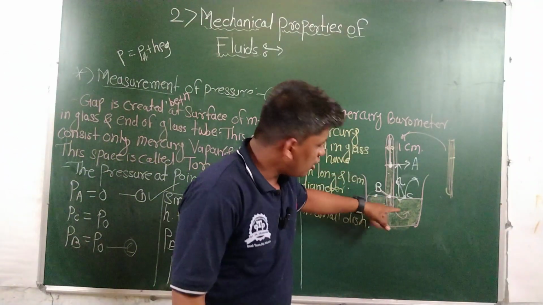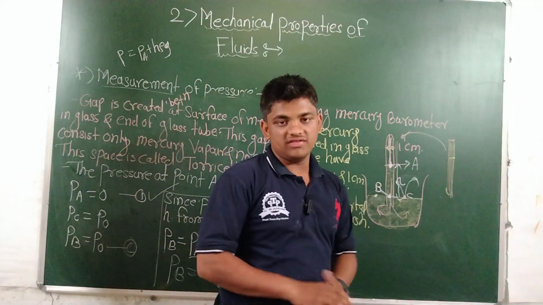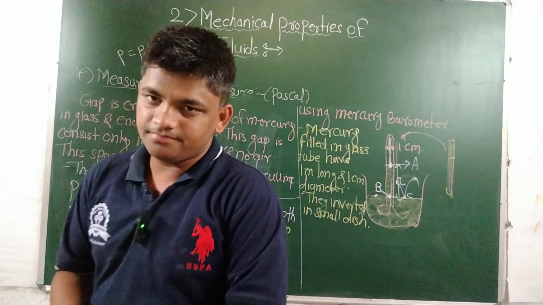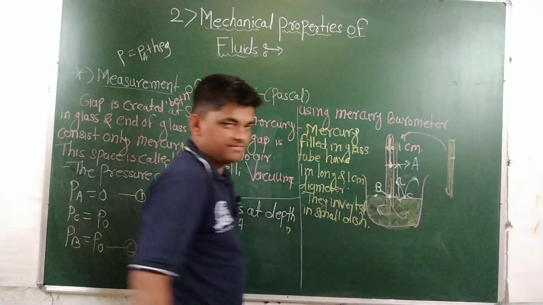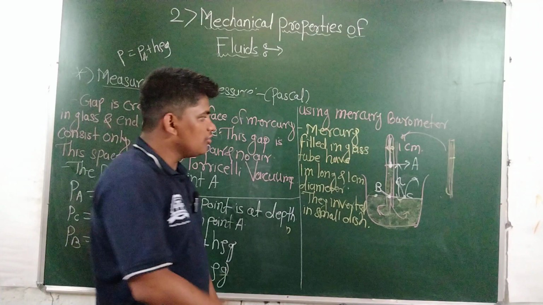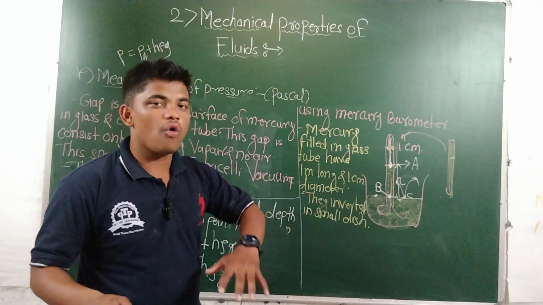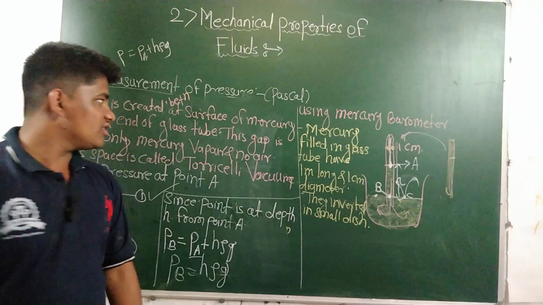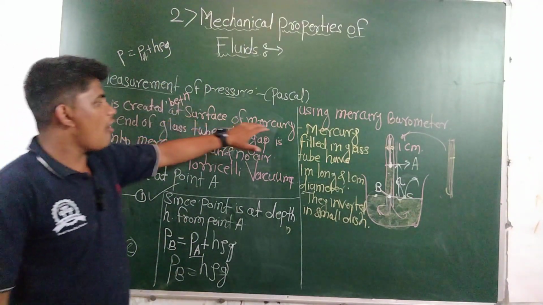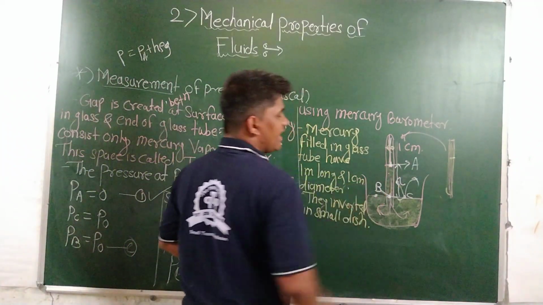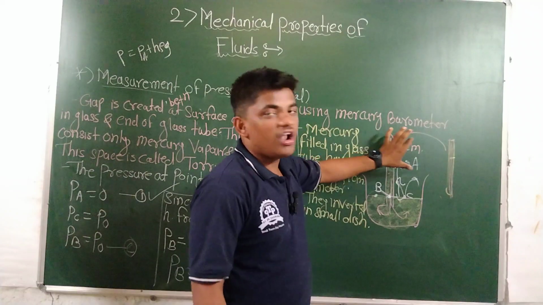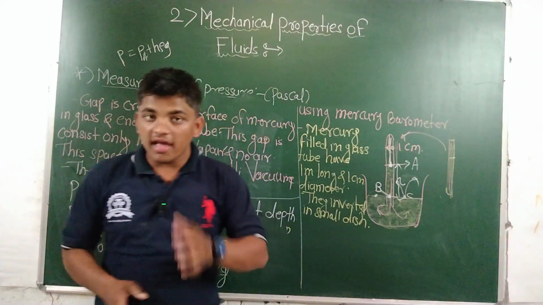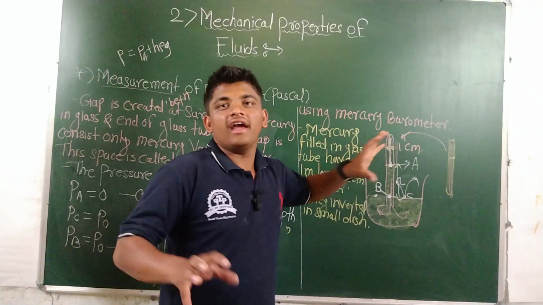It consists of a 1 meter long glass tube having a diameter of 1 centimeter, filled with mercury up to the brim, fully filled by mercury. It is inverted in a small dish. The level of mercury in the glass tube falls as some spills into the dish. A gap is created between the surface of the mercury in the glass tube and the end of the glass tube, which is called the Torricelli vacuum. It consists only of mercury vapor, not air.